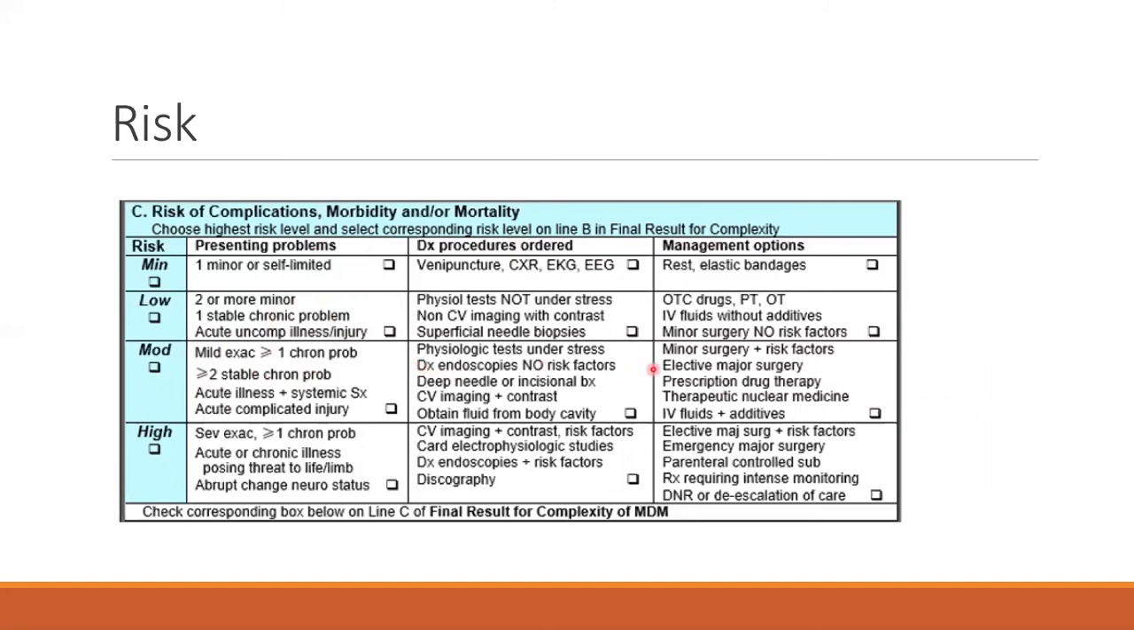So if it's a low risk patient, you're talking OTC drugs, IV fluids, no real risk factors there that you're worried about. With moderate risk, you will notice on there prescription drug therapy. So most of the time when we're working under collaborative practice agreements, we are increasing medications or ordering new medications, and that would automatically put you at a moderate risk in terms of your management options.